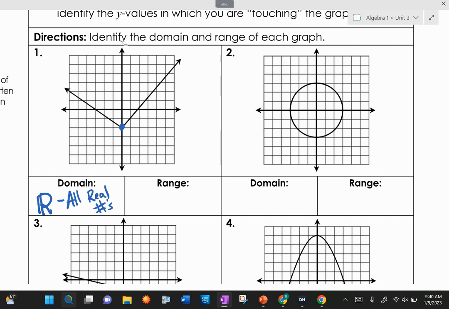So -2 is going to be the lowest possible value we have for Y. What's the highest? Well, if I continue scanning, I see an arrow right here. If I keep scanning, I see an arrow right here. Are they continuously going up? Yes. So those lines are both forever going out and forever going up. So how would I write all Y values above -2?